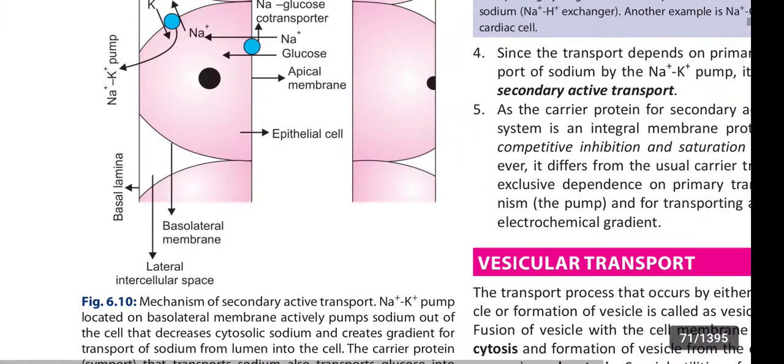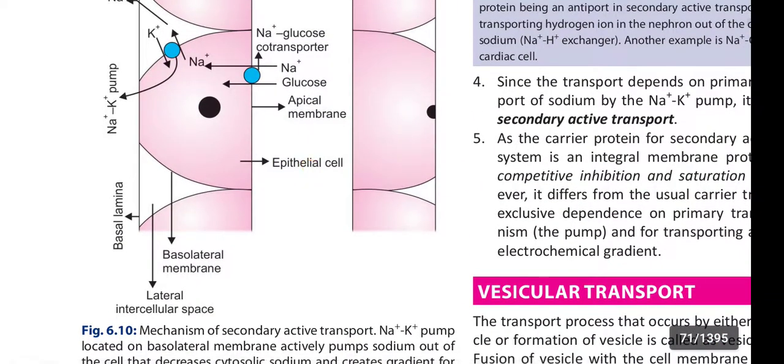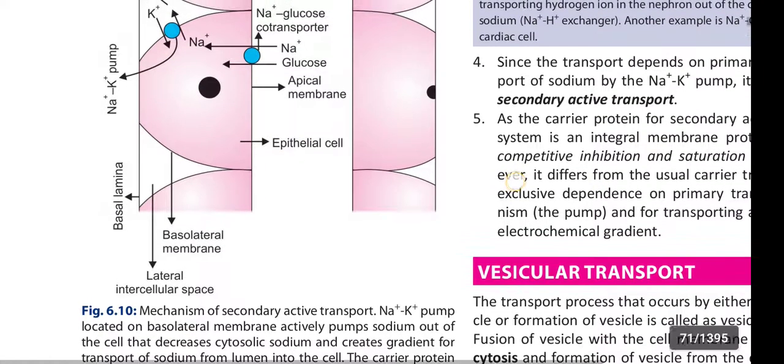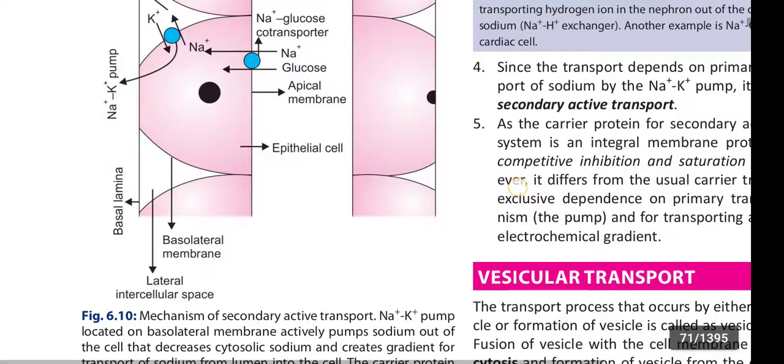This figure shows the mechanism of secondary active transport. The sodium potassium pump located on the basolateral membrane actively pumps sodium out of the cell.